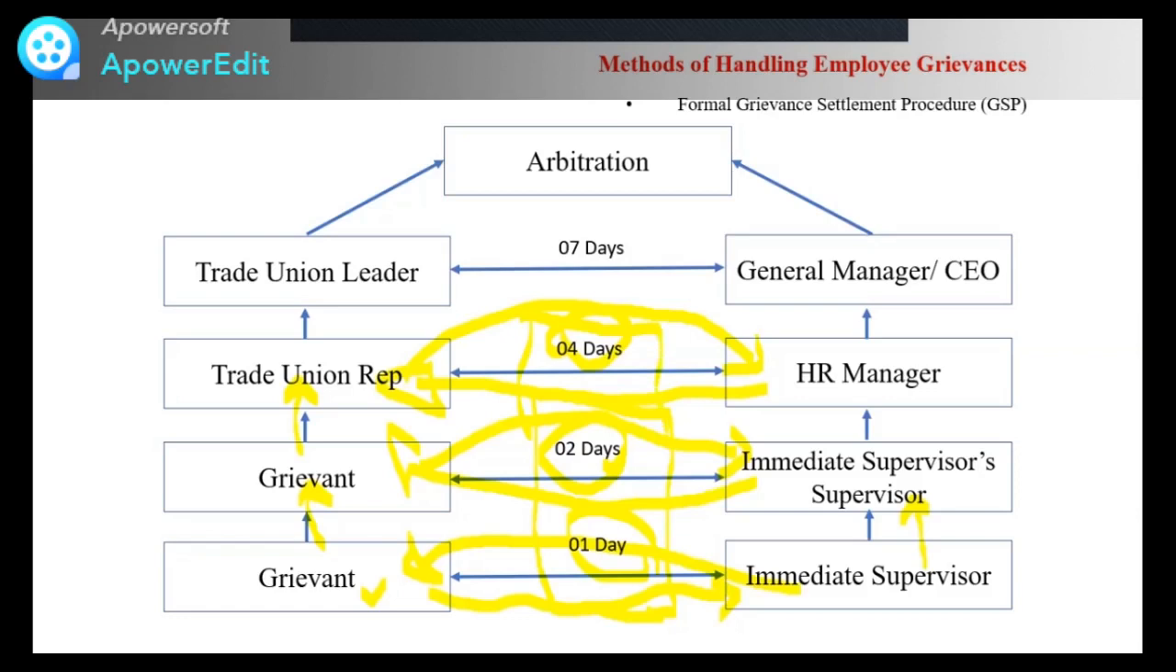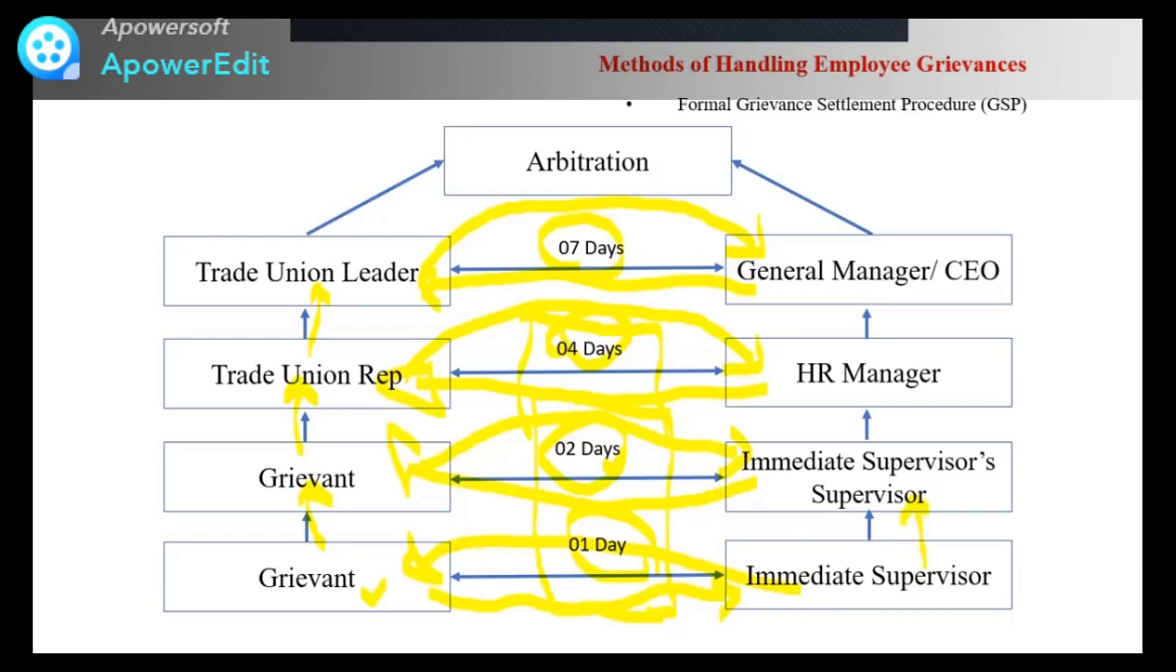However, we assume the HR manager's solution leads to the worker's dissatisfaction. Then the worker can present the grievance through the trade union leader. Then the trade union leader submits or presents the employee grievance to the general manager or CEO. Then the general manager or CEO has to propose a solution within 7 days. We assume the general manager's solution is okay, then the worker is satisfied.